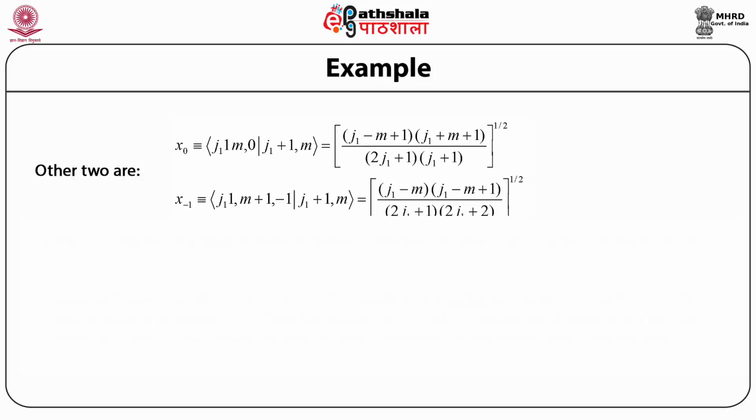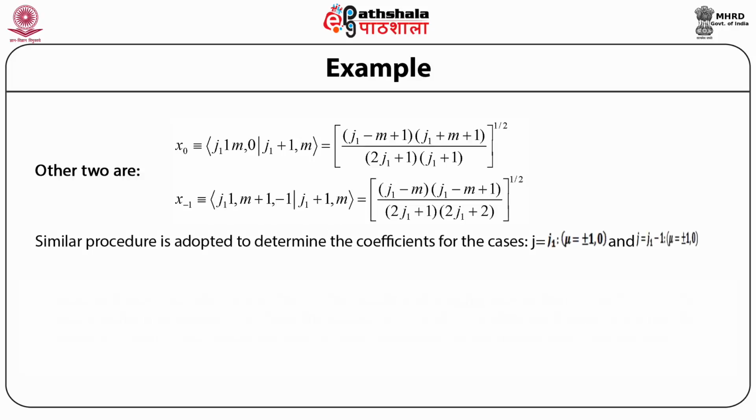So the way we have determined these three Clebsch-Gordon coefficients corresponding to m2 is equal to 1, 0 and minus 1 respectively, or mu is equal to 1, 0 and minus 1 respectively, we can adopt a similar procedure to determine the coefficients for the case j is equal to j1 when mu or m2 is equal to plus minus 1 or 0, and j is equal to j1 minus 1 when mu is equal to plus minus 1 or 0, that is m2 is equal to plus minus 1 or 0.